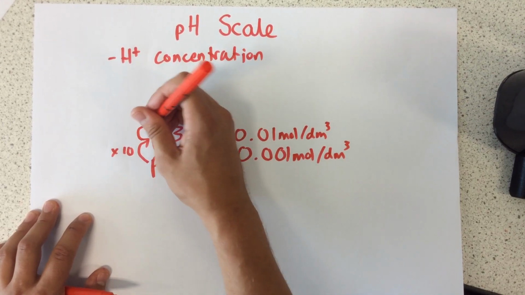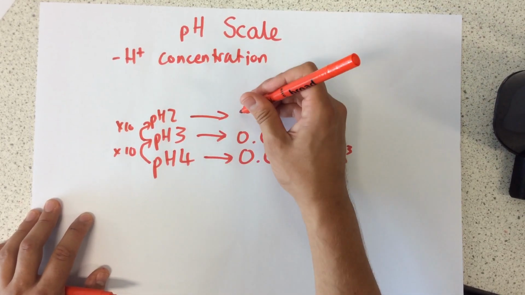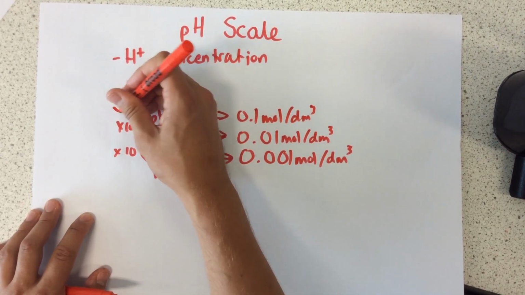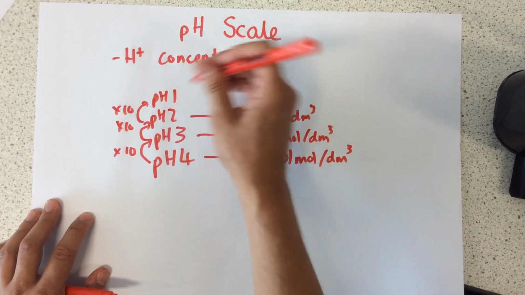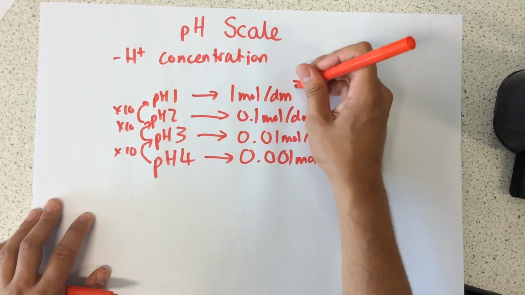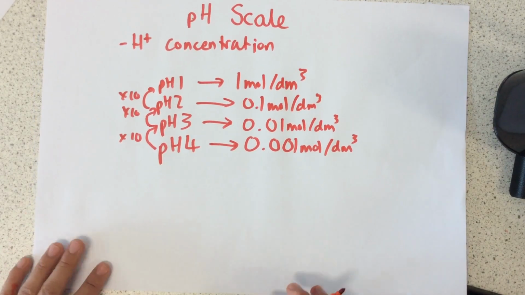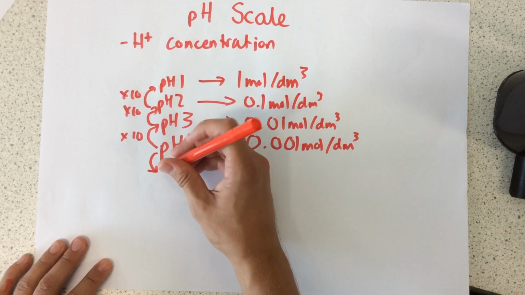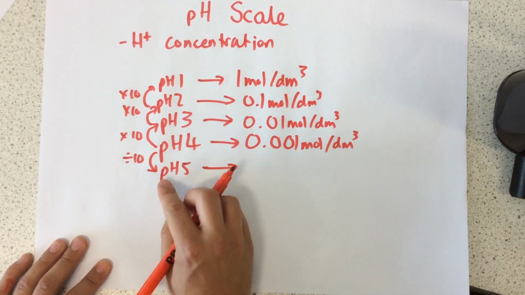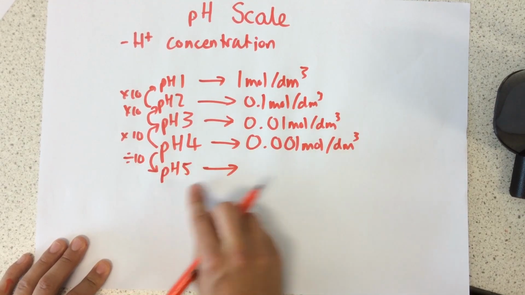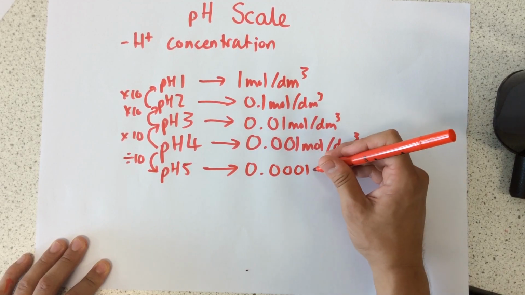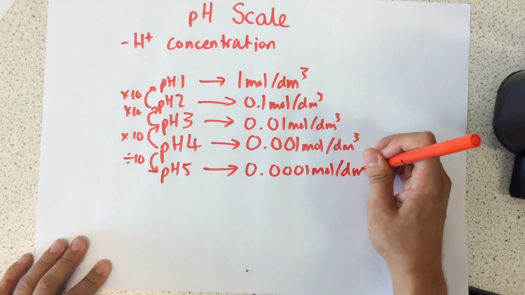pH 2, the same again. They'd have a concentration of 0.1 moles per decimeter cubed. And to get to pH 1, again it's the same thing. So pH 1 of this substance would have 1 mole per decimeter cubed of those acid molecules. Now to go the other way, to pH 5, you just divide by 10 instead. So if I want to go from pH 4 to pH 5, what's the concentration going to be? It's going to be 0.0001 moles per decimeter cubed.